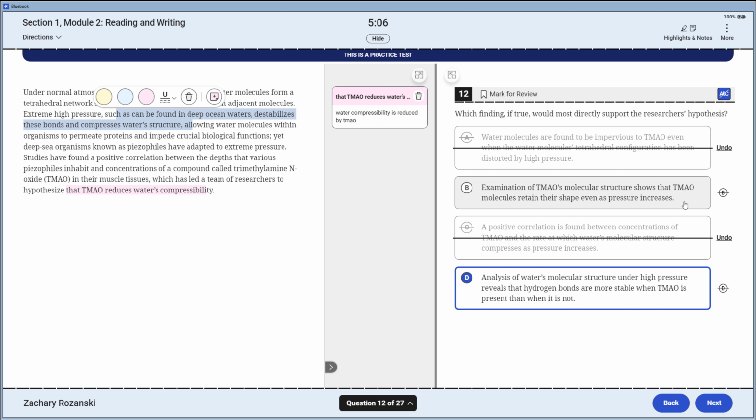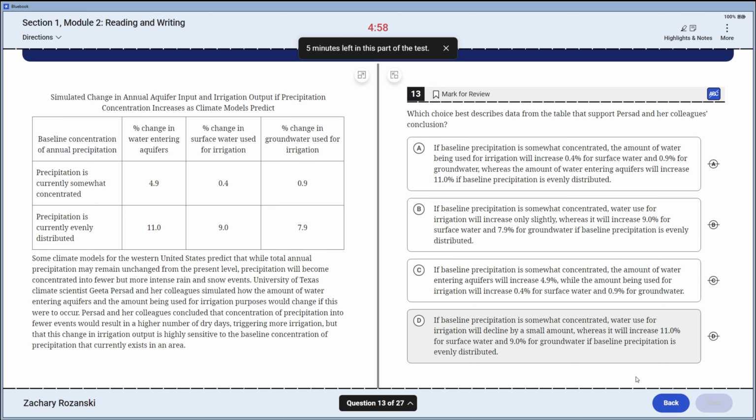B is going to fall. B is just saying that TMAO is robust, but it doesn't speak to anything about water compressibility. I cannot access that with the data alone, so I'm going to pick D and move on. 5 minutes. What do we got? More than enough time. We're going to support the conclusion.